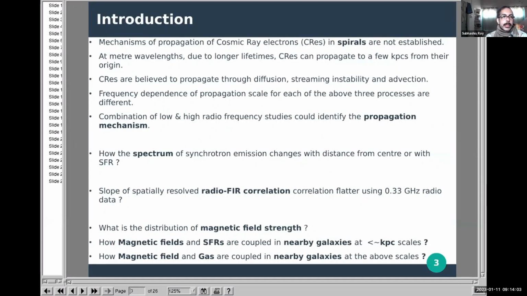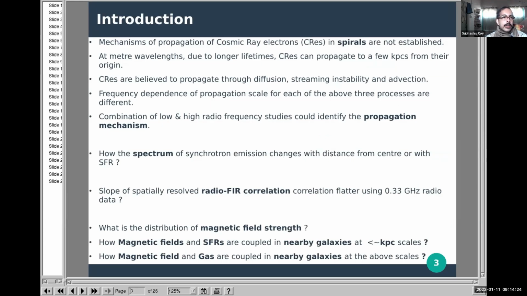What is the usefulness here? So what I was saying is that these are some of the reasons for studying things at low radio frequencies, which I list here in the introduction. One thing is that the mechanisms of how the cosmic ray electrons propagate in spirals are not really established till now.